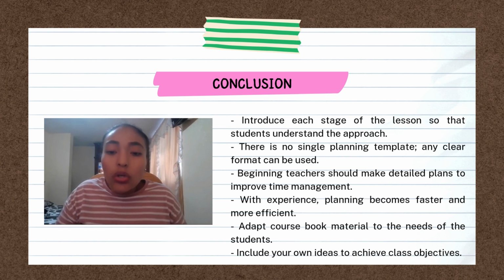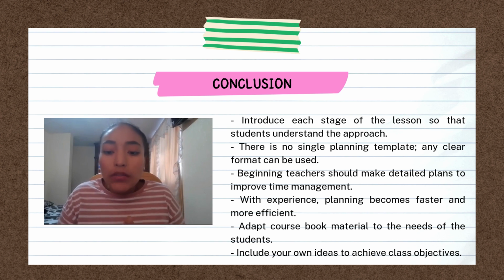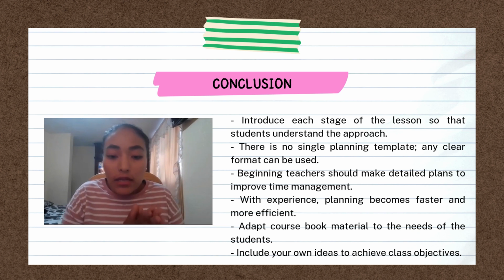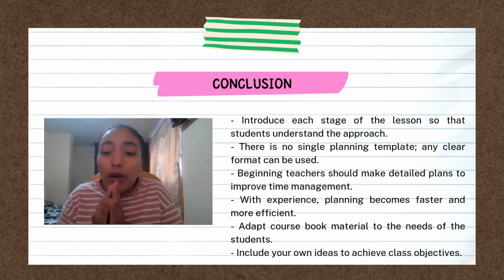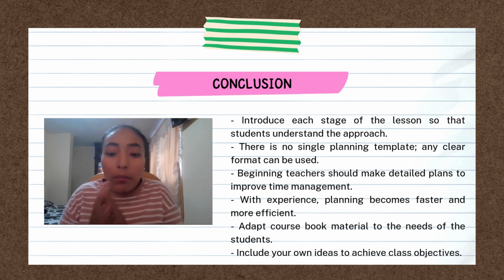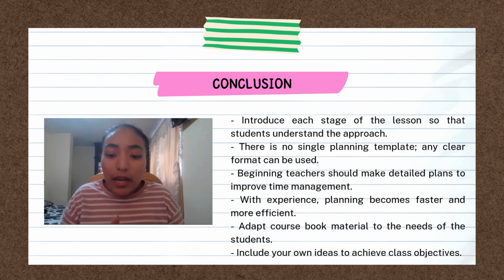Include your own ideas to achieve the objectives of the class. Teachers should personalize planning with creative strategies that make the lesson more effective and dynamic, ensuring that the students actively participate in the learning process.